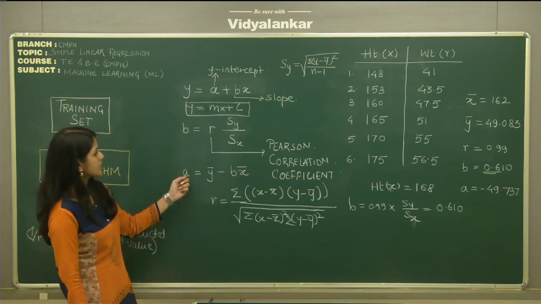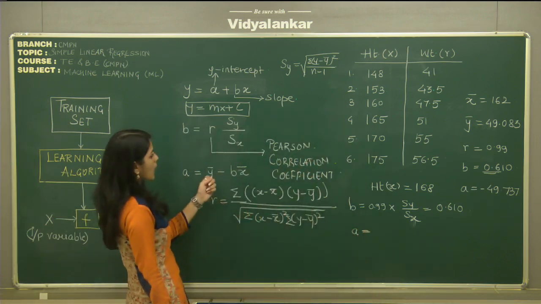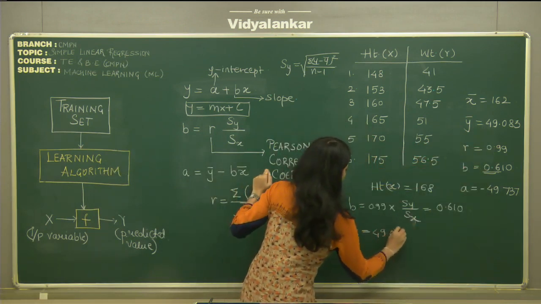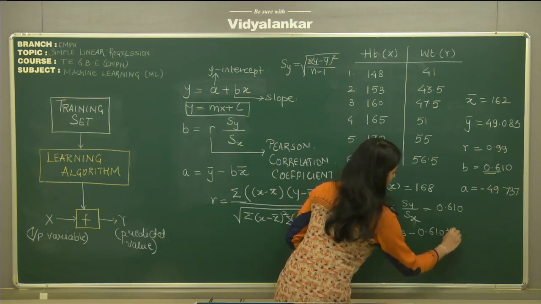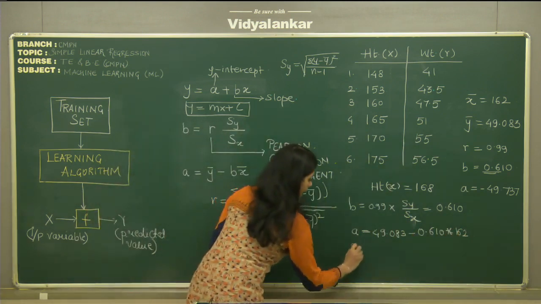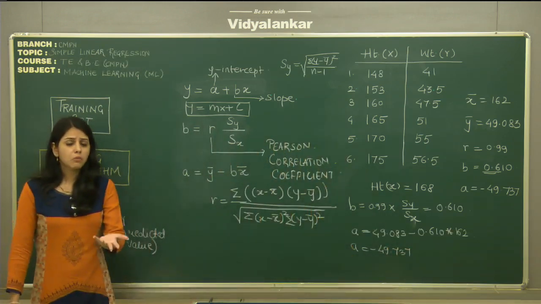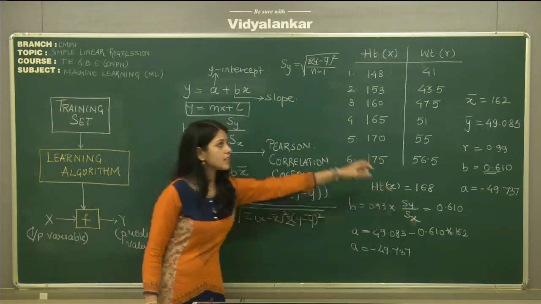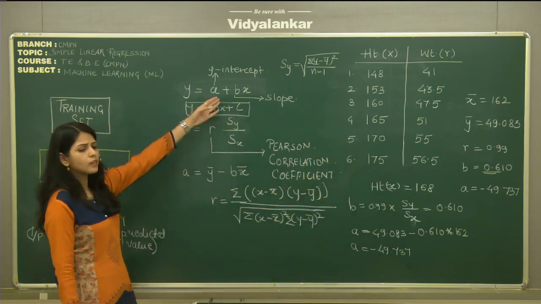Next, what I need to calculate is a, because I am still pending with a. So how could I get a? a is your y mean minus b into x mean. The y mean you get as 49.083, minus b, which you have calculated as 0.610, into x mean, which is 162. So you get a as minus 49.737. That's it. What else do we need? We have x is 168, b is 0.610 and a is minus 49.737.